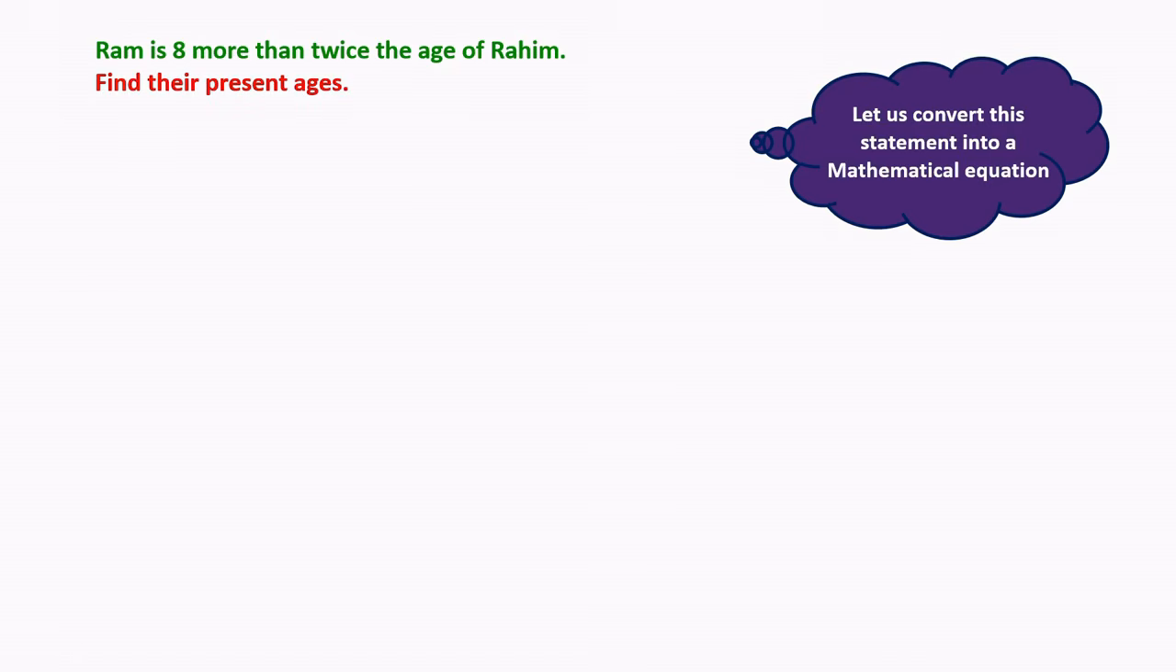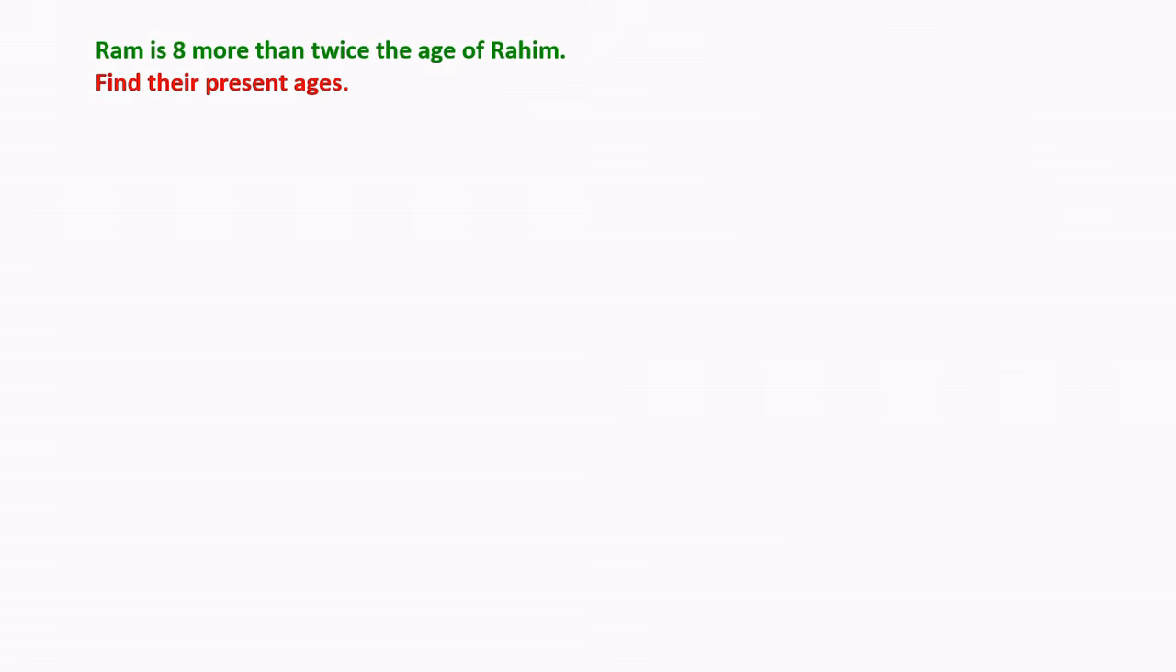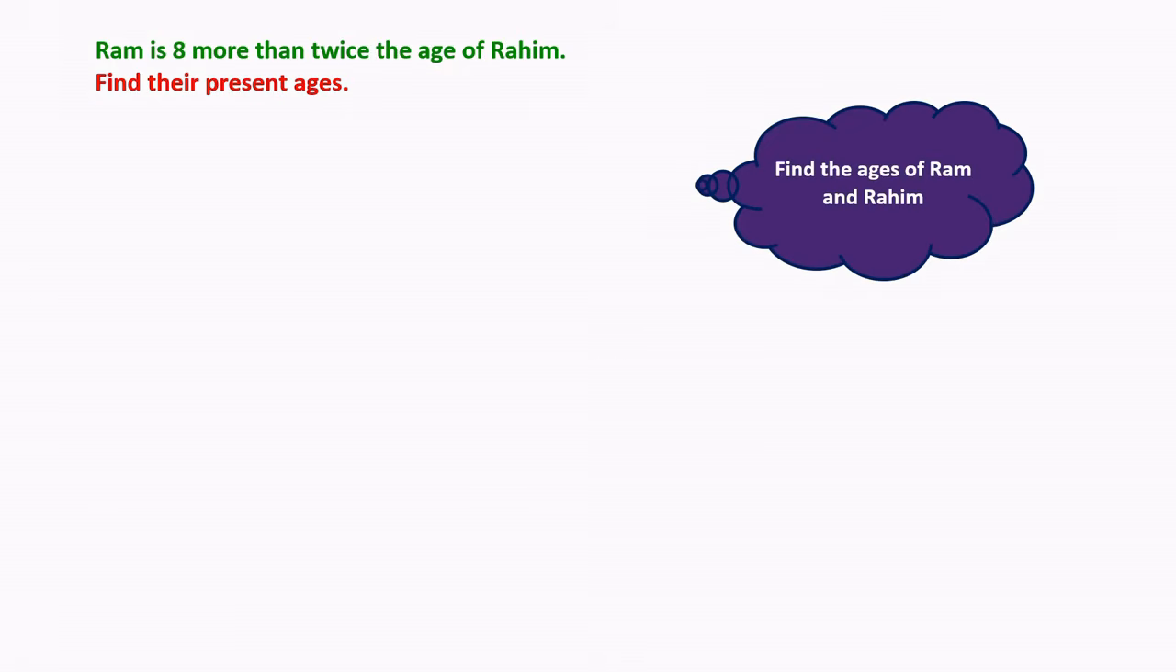Let us read the question. Ram is 8 more than twice the age of Rahim. Find their present ages. First, we need to find the ages of Ram and Rahim. So, there are two unknowns. Let us assume Ram's age as x years and Rahim's age as y years.